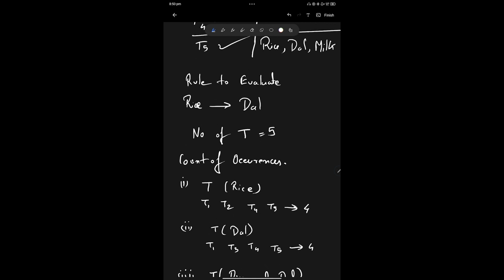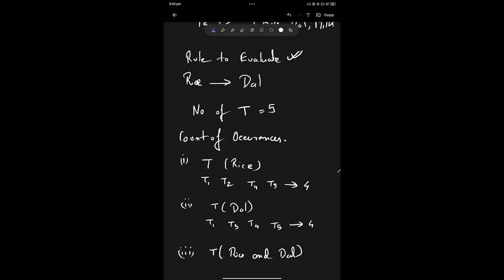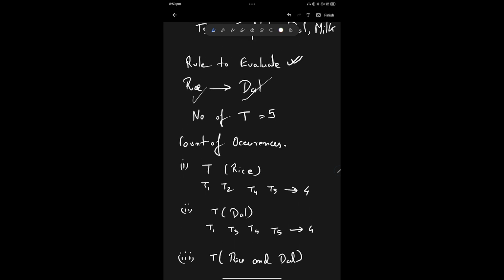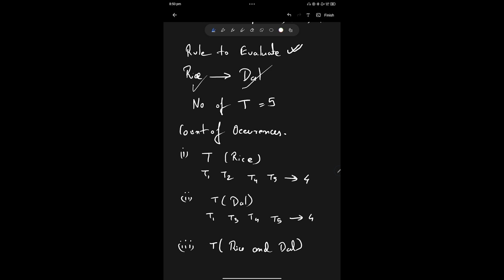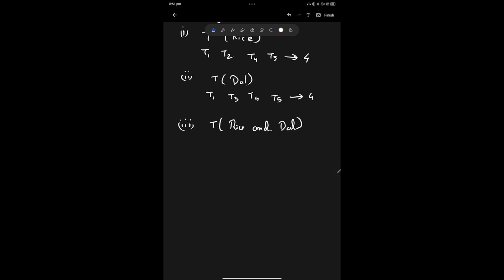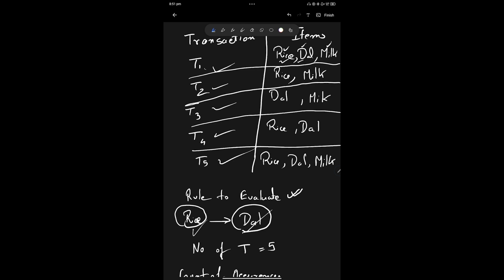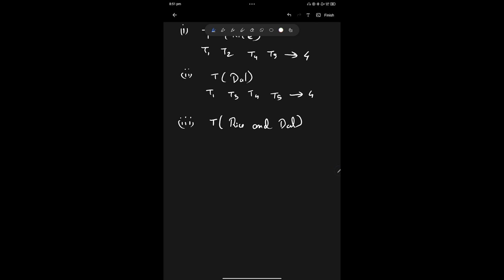Now if you see here, at the start we were given a rule to evaluate. So we need to find the occurrences only for the items that are given here. What are the items given here? One is rice and one is dal, right? So we have already found it for rice and for dal. Now we need to find the transactions which have both rice as well as dal. Can you find the transactions with rice and dal? If you check here, in T1 we have rice and dal, yes. In T4 we have rice and dal, and then again in T5. So you can write it down here as T1, T4 and T5, that is a total of 3.